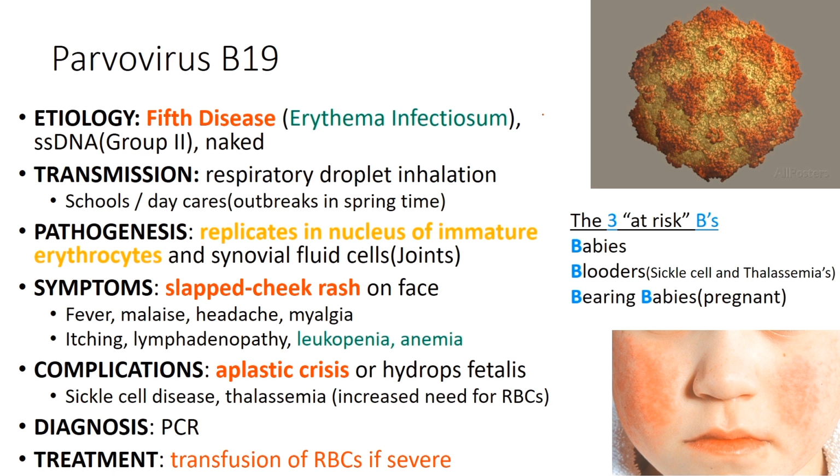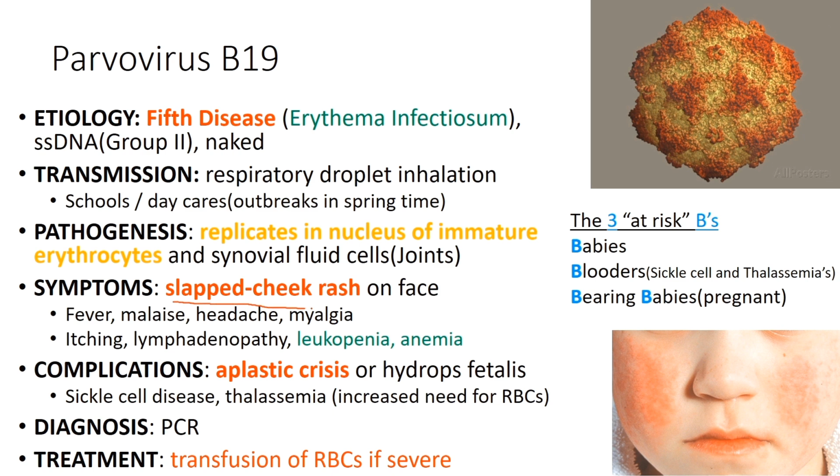What it does is it replicates in the nucleus. Because this is single-stranded DNA, group 2, the DNA is going to go to your nucleus, and it goes to specific cells, the precursors of erythrocytes. Erythrocytes don't have a nucleus, so why is it going to go there? However, precursors to erythrocytes do have a nucleus, so it replicates there, so it goes to the bone marrow. It also can go to synovial fluid, so it can cause dactylitis, swelling of the fingers, which you might see similar to sickle cell, but this is an infectious cause.